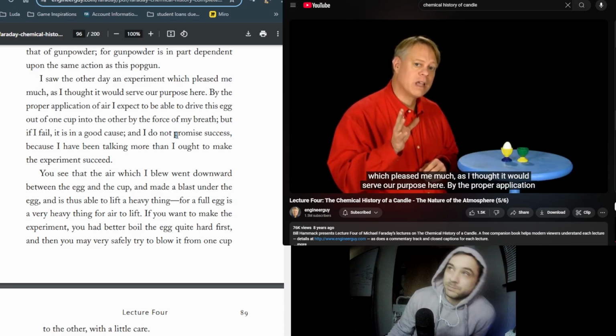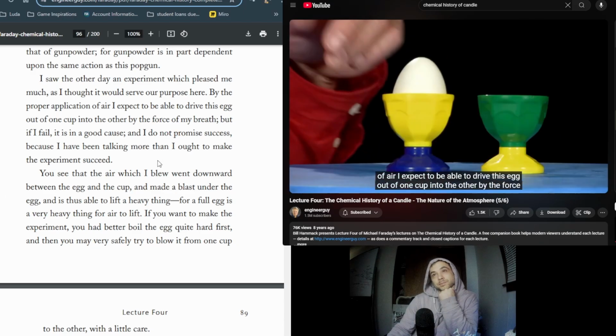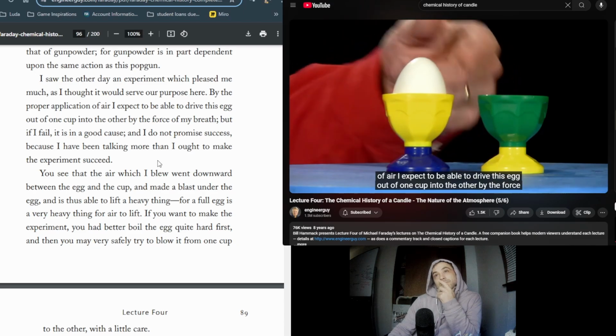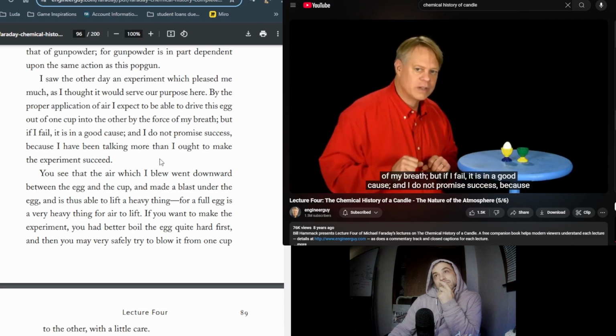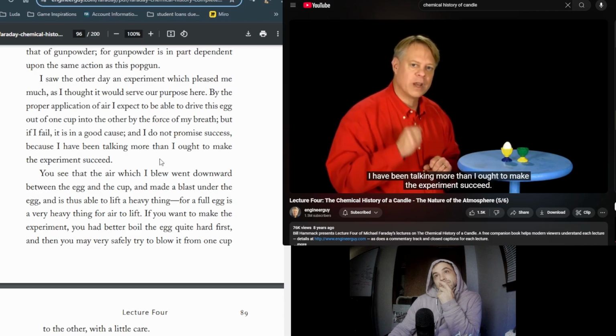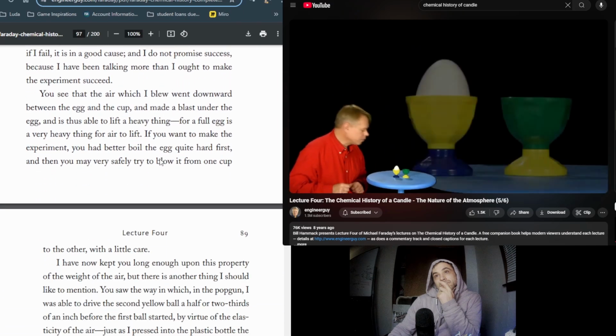By the proper application of air, I expect to be able to drive this egg out of one cup into the other by the force of my breath. But if I fail, it's in a good cause, and I do not promise success because I've been talking more than I ought to make the experiment succeed.